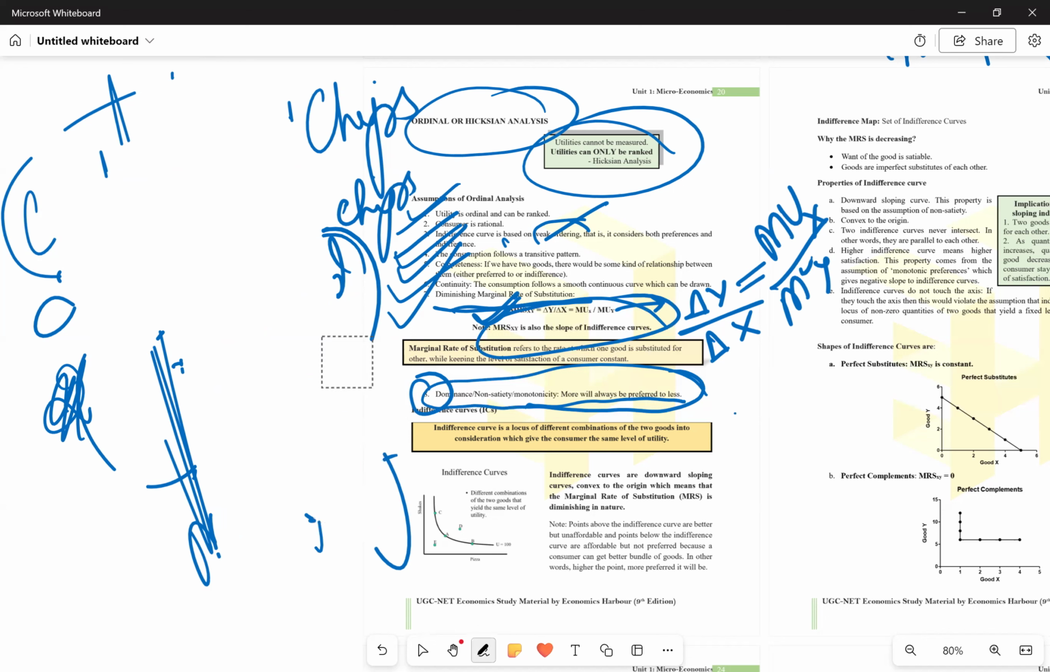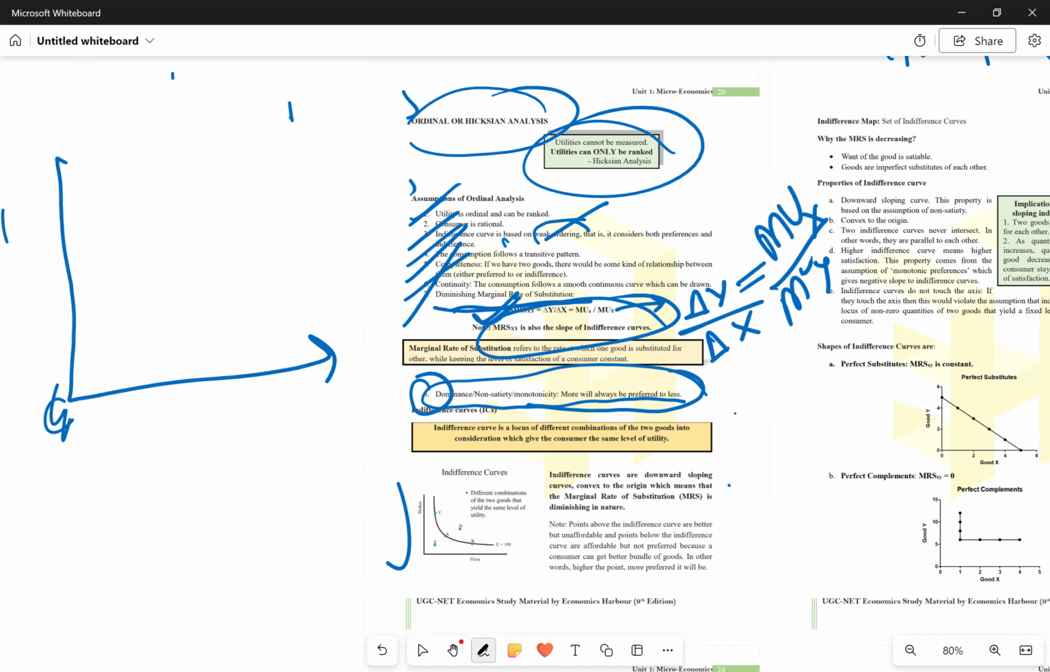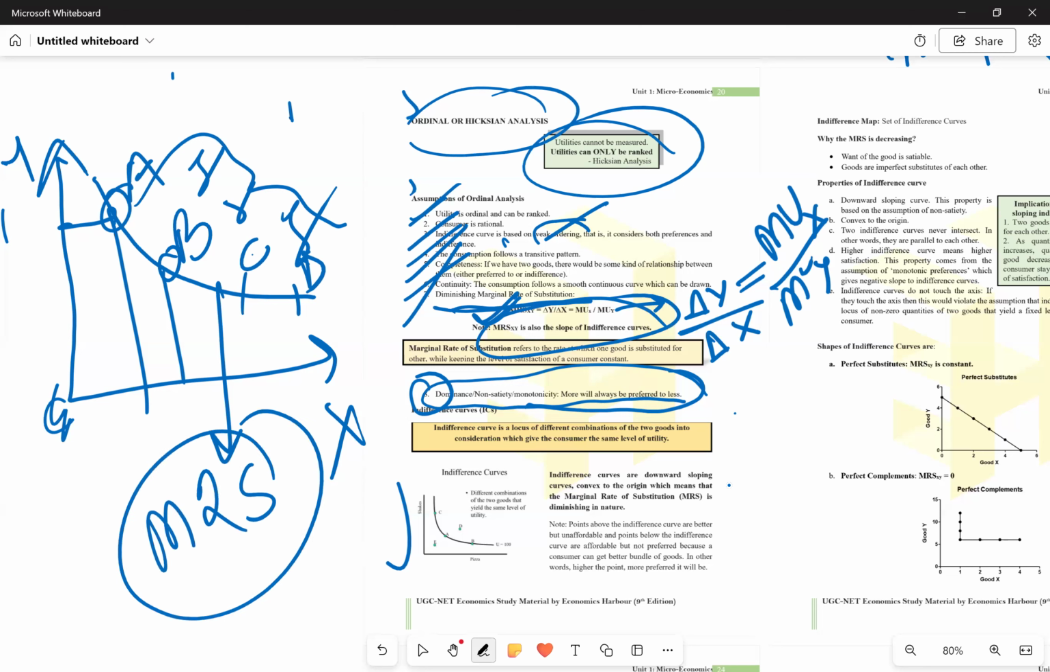Now, indifference curves. While we are done with the assumptions, indifference curves basically show different combinations of the two goods that give you the same level of satisfaction. This is X, this is Y. So probably combination A, combination B, combination C, combination D, right? They will give you the same level of satisfaction, and the consumer would be indifferent between all these bundles. And the slope of the indifference curve is MRS.